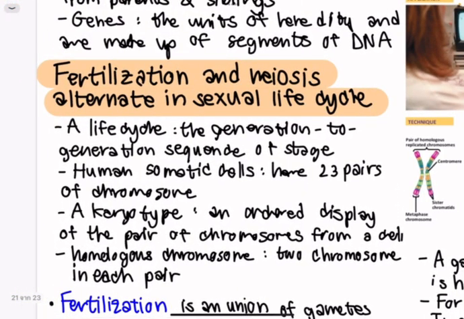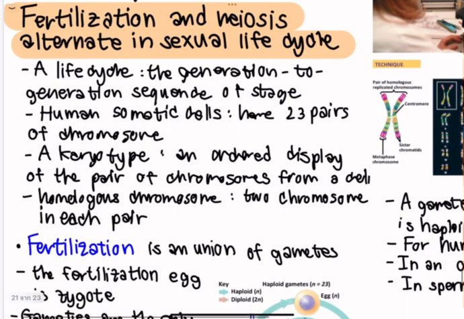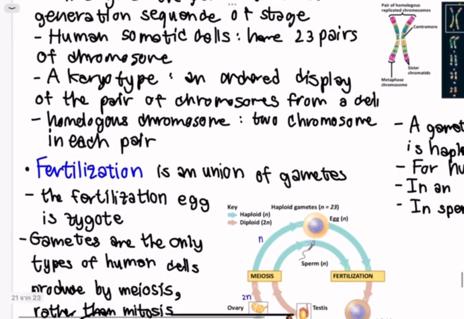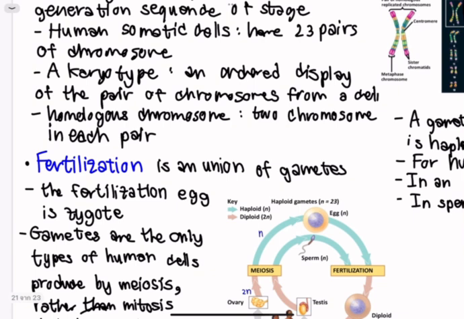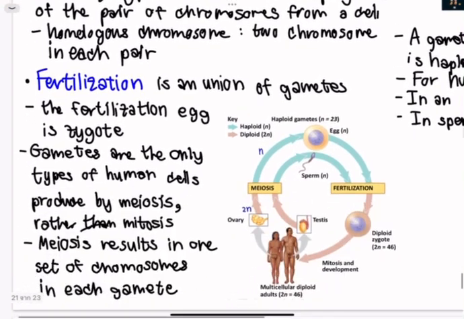Fertilization and meiosis alternate in the sexual life cycle. A life cycle is the generation-to-generation sequence of stages. Human somatic cells have 23 pairs of chromosomes. A karyotype is an ordered display of the pairs of chromosomes from a cell. Homologous chromosomes are the two chromosomes in each pair.